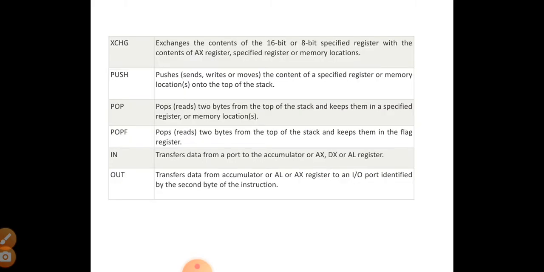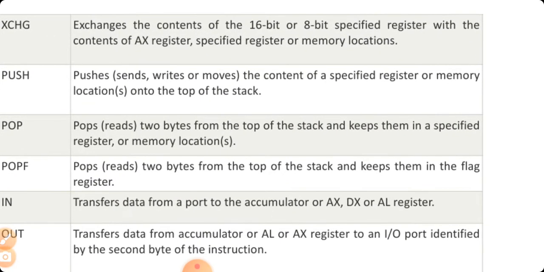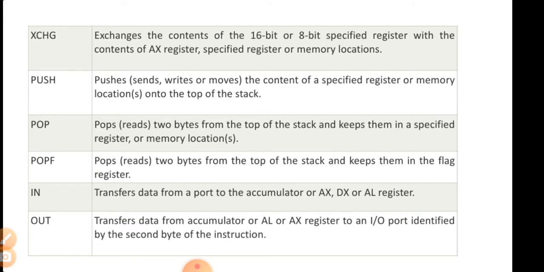Okay, now the next part: again there are several instructions coming into the category of data transfer instruction. That is, exchange the content of the 16-bit or 8-bit specified register with the content of the AX register, or a specified register or memory location. XCHG means exchange instruction. It can exchange the 16-bit or 8-bit specified register with the content of AX register, or a specified register or memory location.